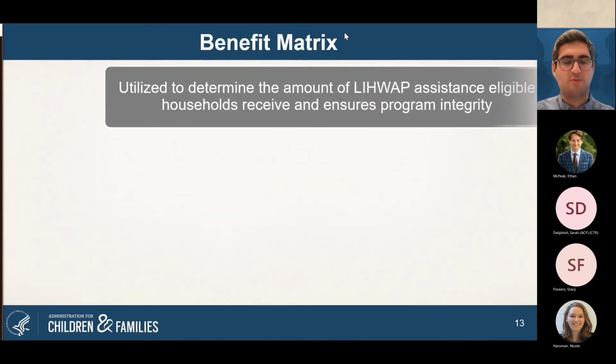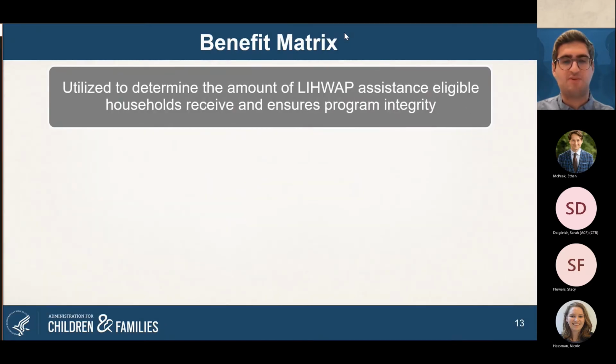A benefit matrix supports clear and consistent benefit determination. It is utilized to determine the amount of LIHWAP assistance eligible households receive. The benefit matrix is a vital tool which ensures program integrity. All staff working with LIHWAP clients should be familiar with the benefit matrix and know how to utilize it with eligible clients to determine benefit amounts.